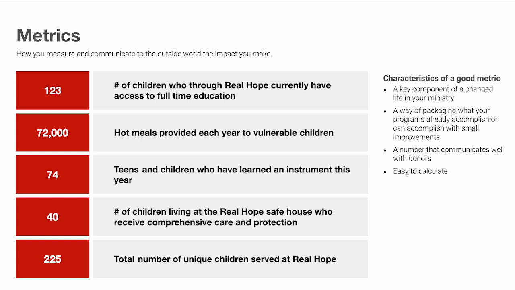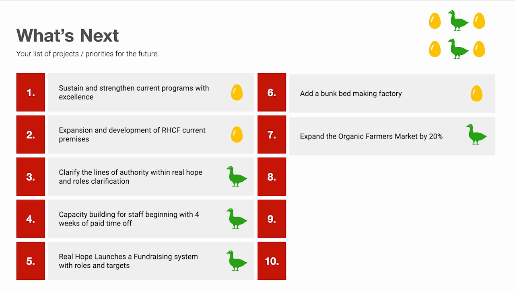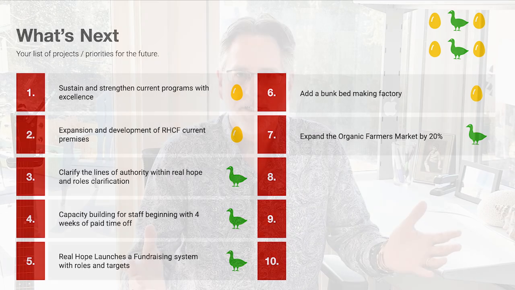Now, the last step in the logic model is getting the team together and saying, okay, what are the 5 to 10 biggest things that we're working on for the next year? And 5 is usually better.